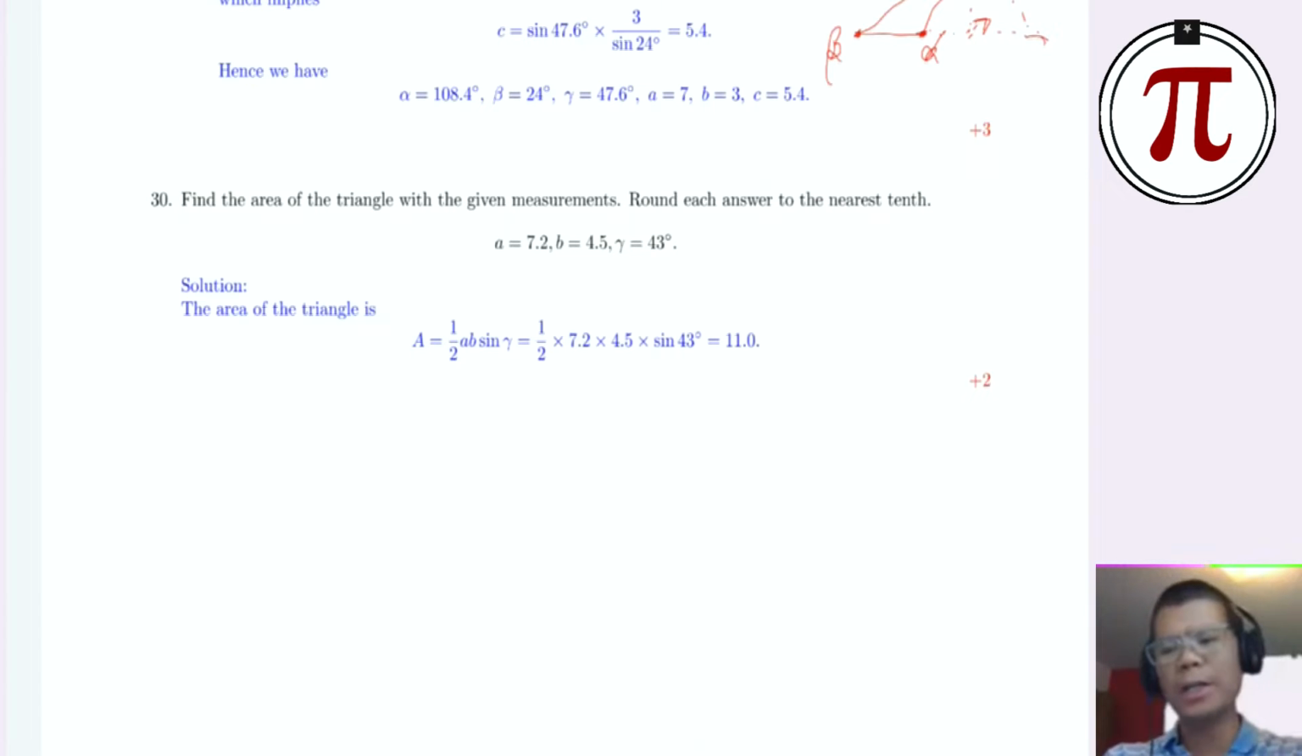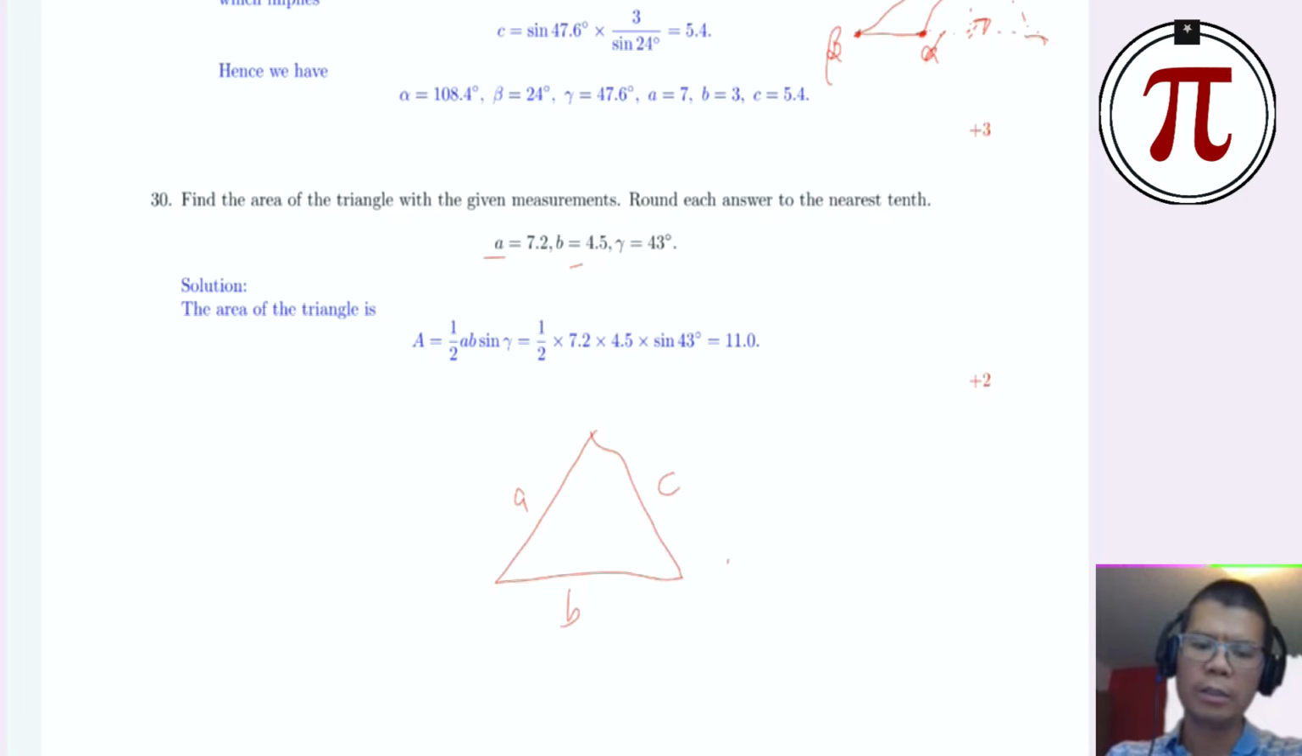So this is very simple, right? We're just using the formula for the area, 1/2 times two sides and the angle between them. So for this one it is 1/2 AB times the sine of gamma, because in a triangle, this is A, this is B, and this is C. This is alpha, this is beta, and this is gamma. Gamma is the angle between A and B, so we're good to go. It's 11.1, 11.0. Round to the nearest tens.